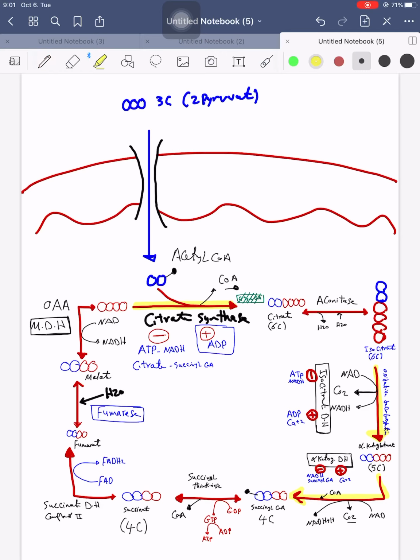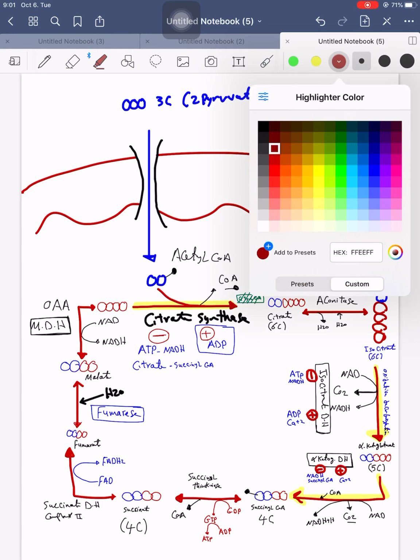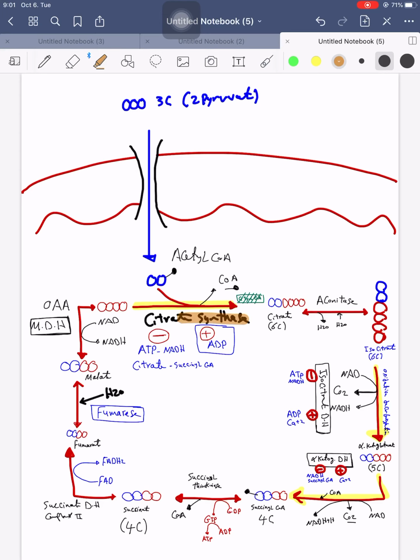So for that also, I will highlight for you the enzymes which are highly regulated. Citrate synthetase is regulated by ATP, NADH, citrate, and succinyl coenzyme A, which will inhibit this one, while ADP will activate it. The other enzyme is isocitrate dehydrogenase, which is very important. And the last one, alpha ketoglutarate dehydrogenase, is also very important. Here are the steps for the citric acid cycle.